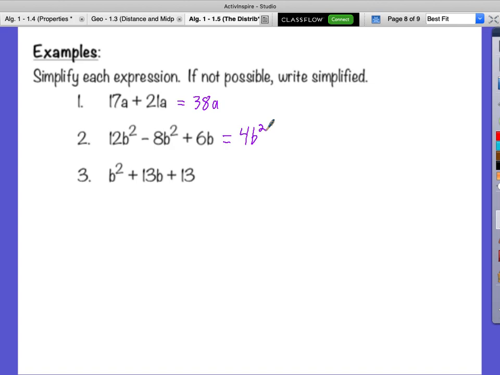And what else do we still have that we didn't do? Plus 6b, very good. On number 3, do we see anything that we can combine there? No, they all have different exponents. And this one doesn't even have a variable, okay? So we say simplified, because it's already simplified. Questions on that?